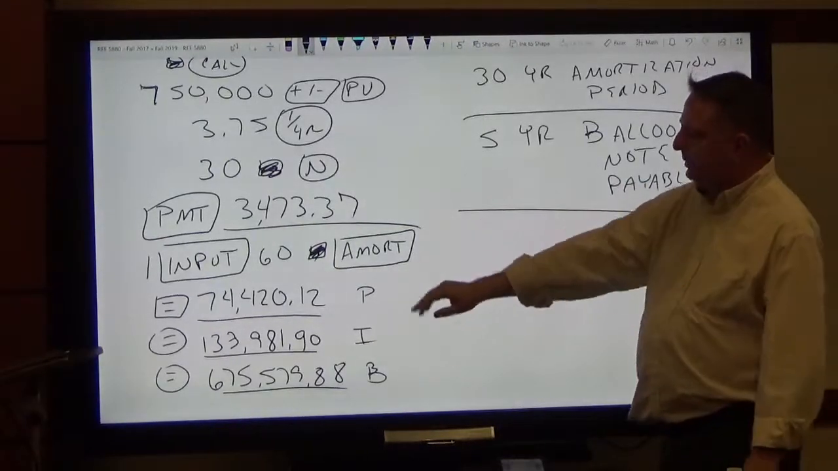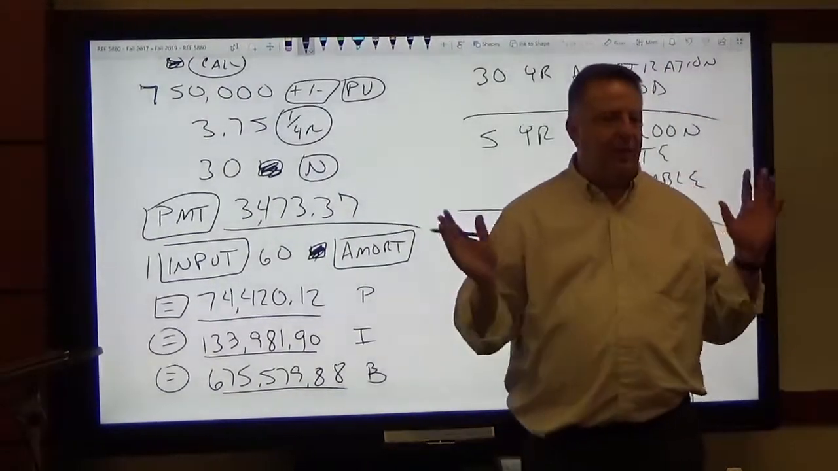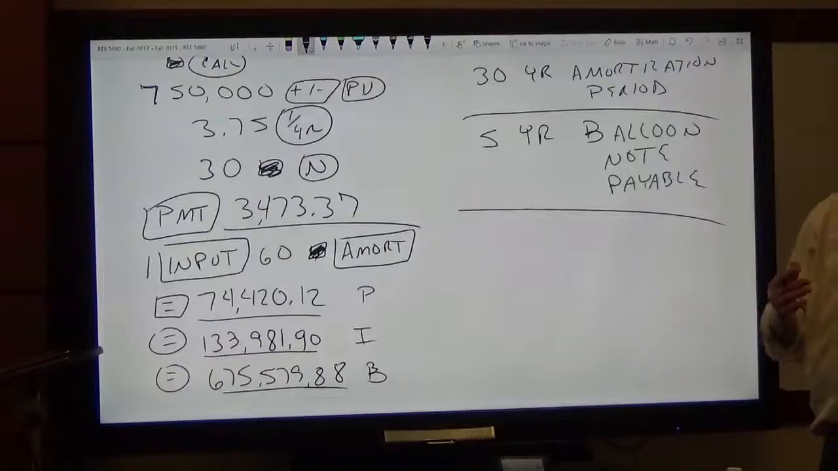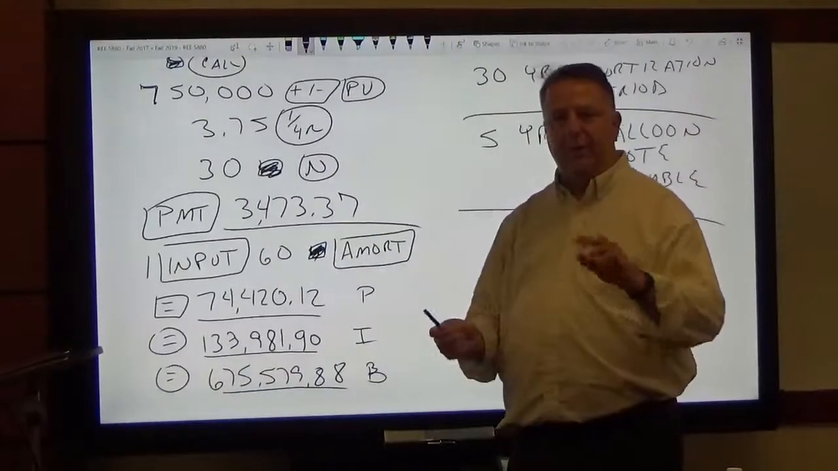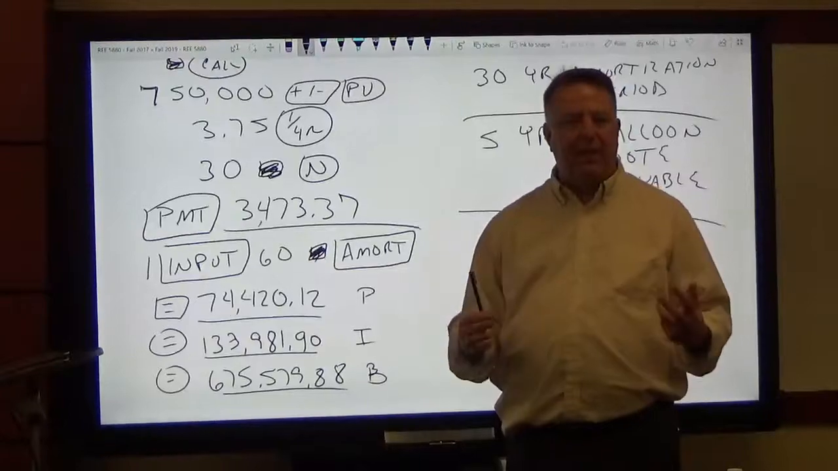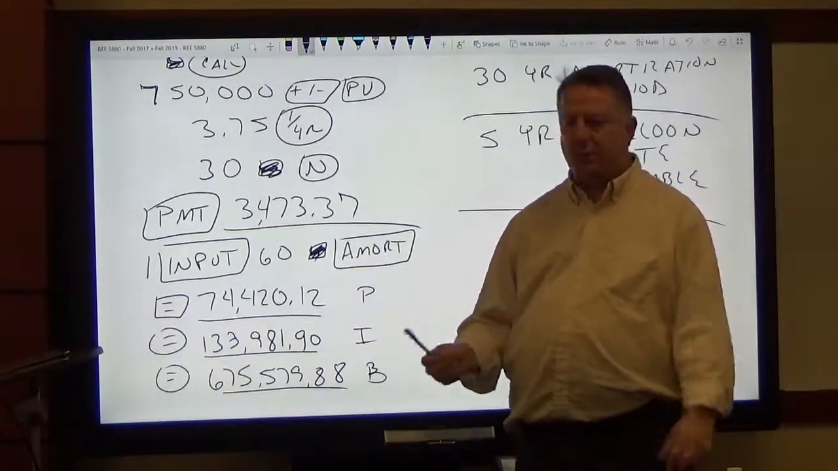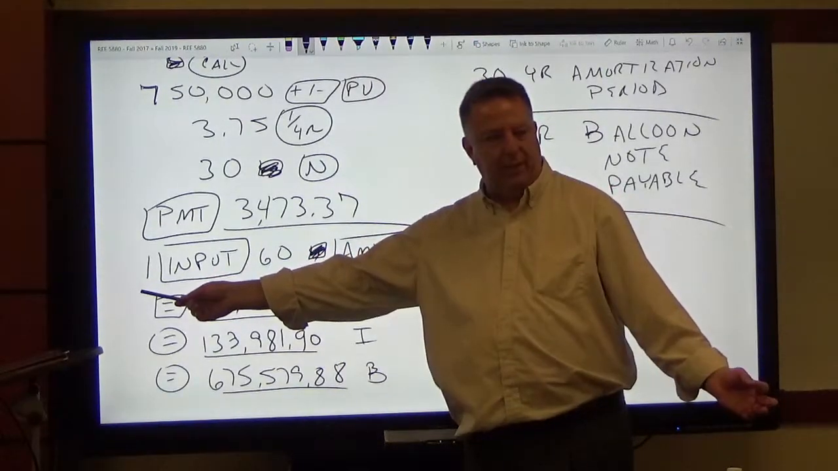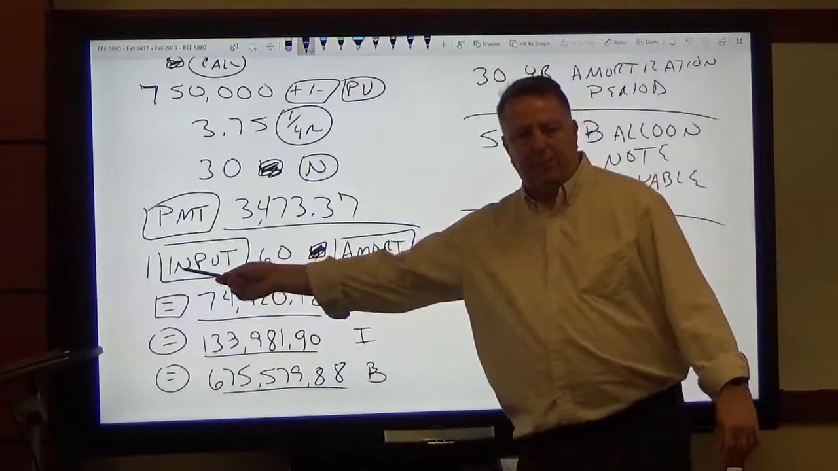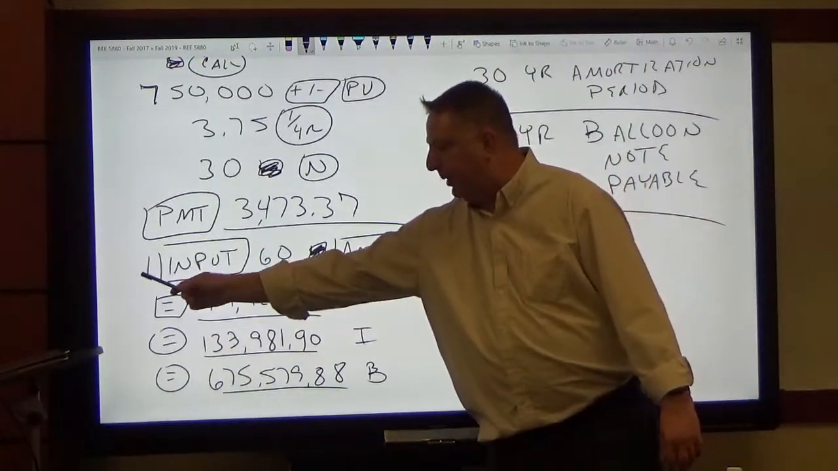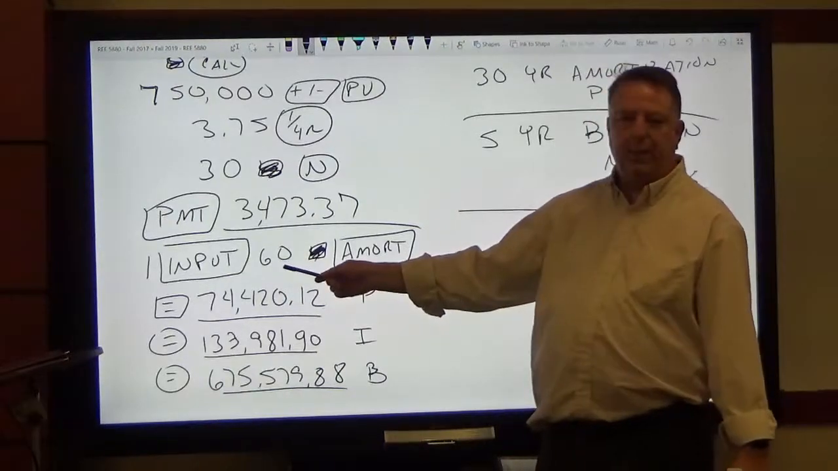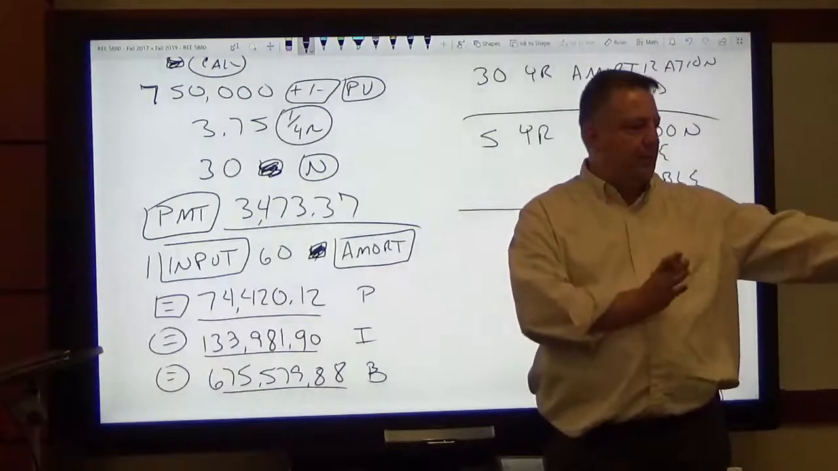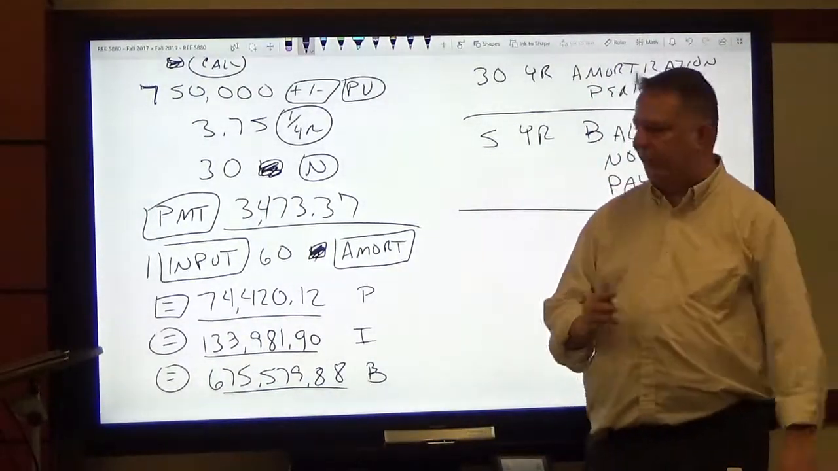Now, the new piece is what we're doing. Think of the calculator, to a certain extent, almost like a database, and we're trying to extract information from that database. In this case, we're saying to the calculator, give me the information on this loan for period number 1, or month number 1, through period number 60, or month 60. That's going to give us 5 years of monthly information about this loan, all right?